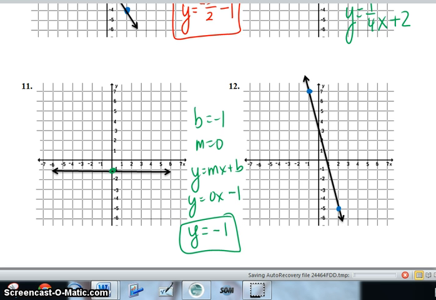And the last graph, the y-intercept is here at +3. And our slope, we're going to count 1, 2, 3, 4 down, and 1 to the right. So it's -4 over +1. So our slope is -4. In y equals mx plus b form, we'll have y equals -4x plus 3.